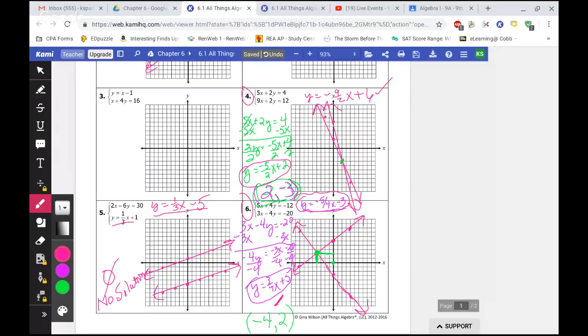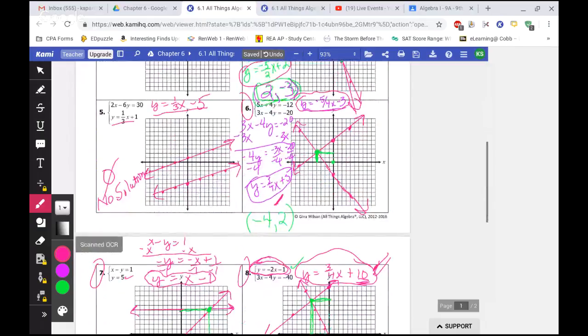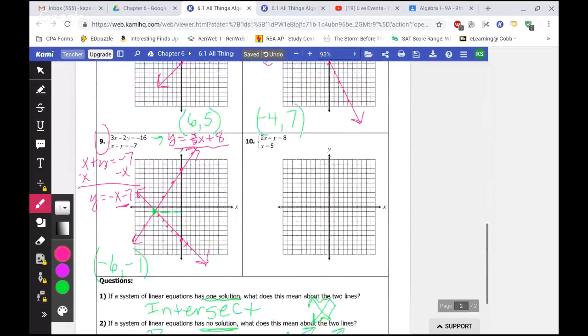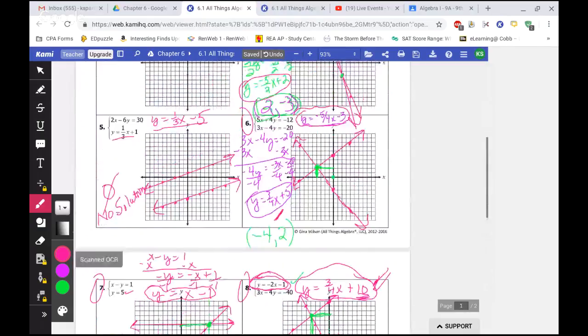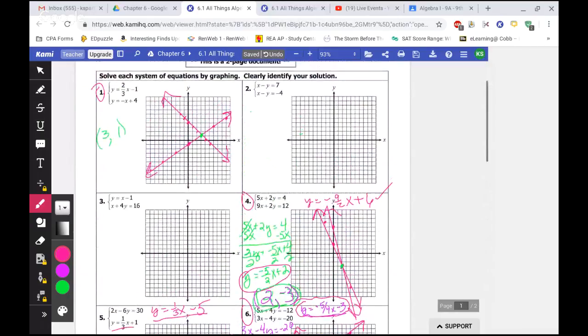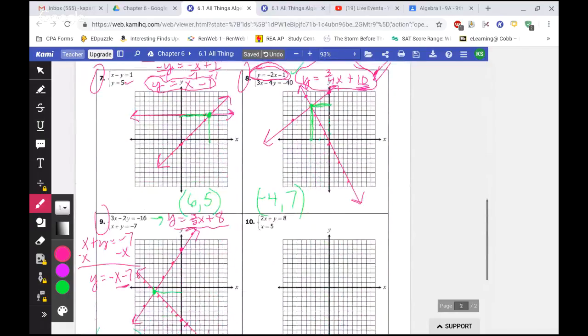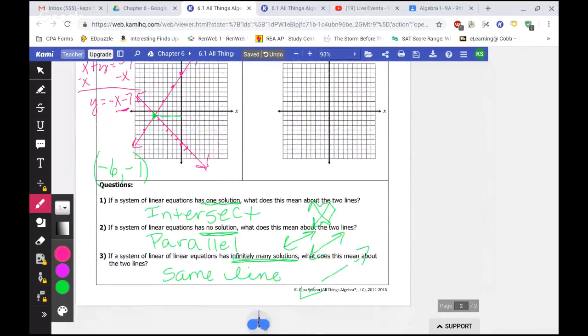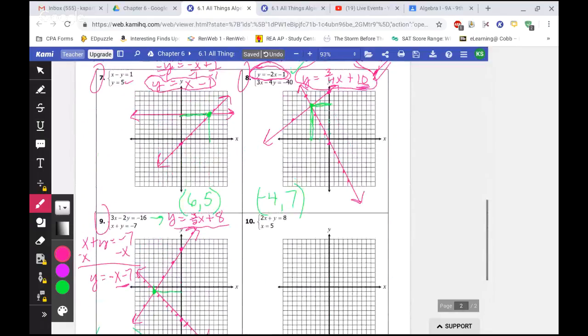Okie dokie. That leaves a few for you all to try on your own. I know you can do it. Leaves you 2, 3, and 10. So try those, and we'll see how you did in class tomorrow.